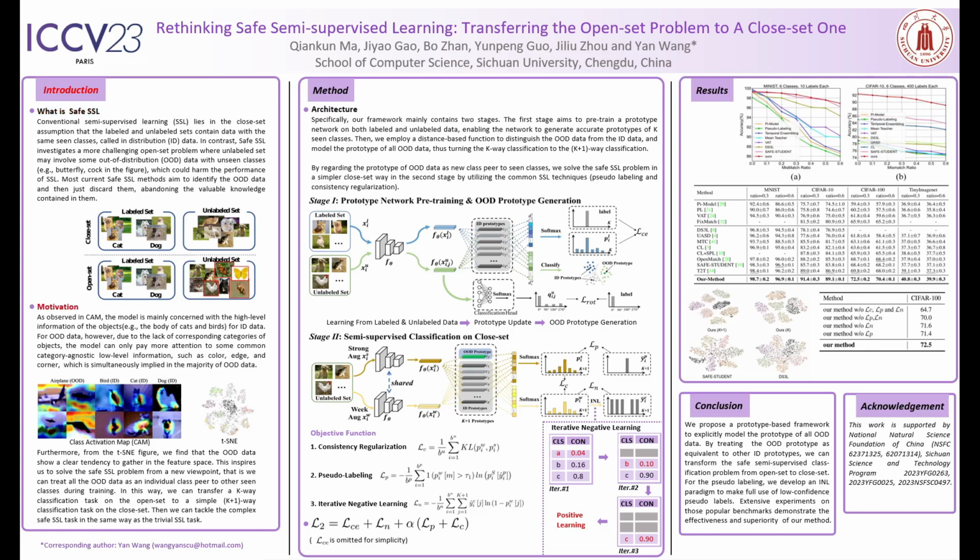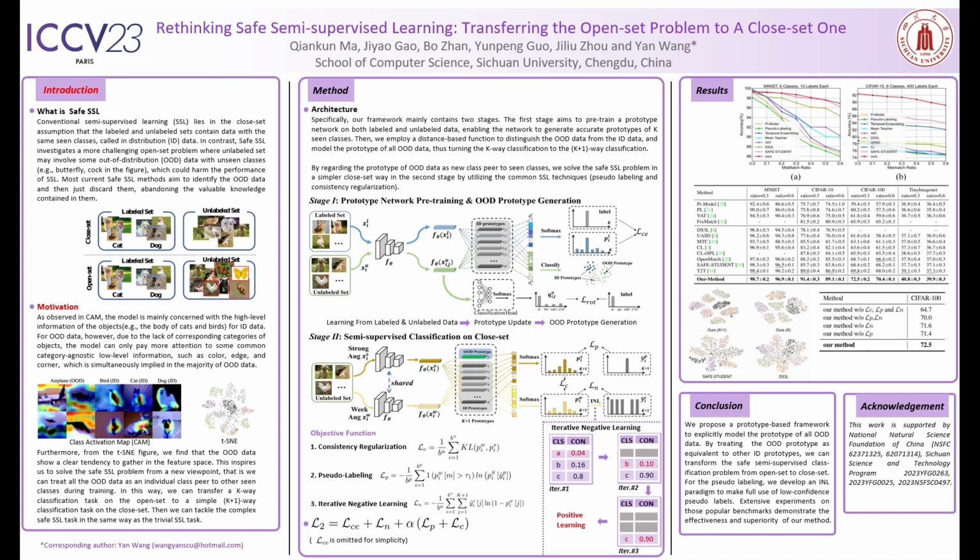However, we got a new inspiration from the class activation map. As observed below, for InD data, the model is mainly concerned with the high-level information of the objects. But for OOD data, due to the lack of corresponding categories of objects, the model can only pay more attention to some common category-agnostic low-level information, such as color, edge, and corner, which is simultaneously implied in the majority of OOD data.